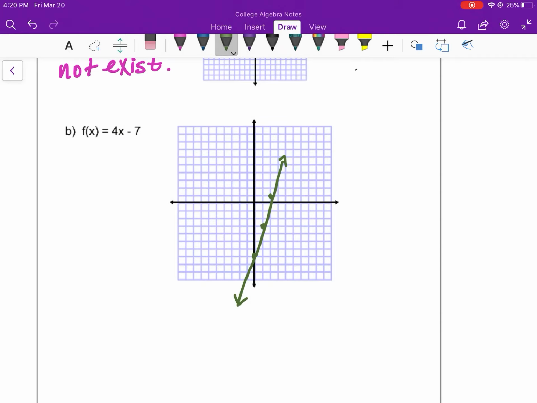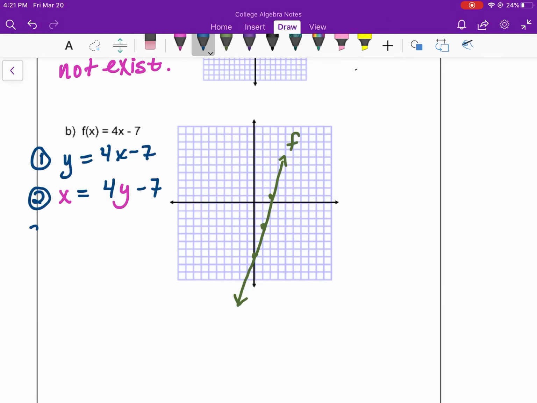Okay, so we need to walk through how to find the equation of the inverse. So there's some steps you have to follow. And the first step is going to be to take f of x out and call it y. The second step is going to be to take your x and your y and swap them around. Let's do that in blue. Okay. So x and y trade places. The third step is to solve the equation for y.